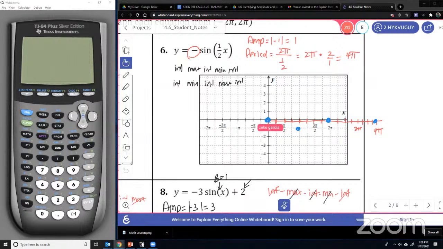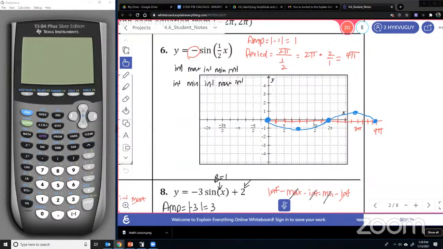So now you see how it's going to go backwards. It's going to go backwards. And then between 2 pi and 4 pi is 3 pi. And there's your graph. Okay.